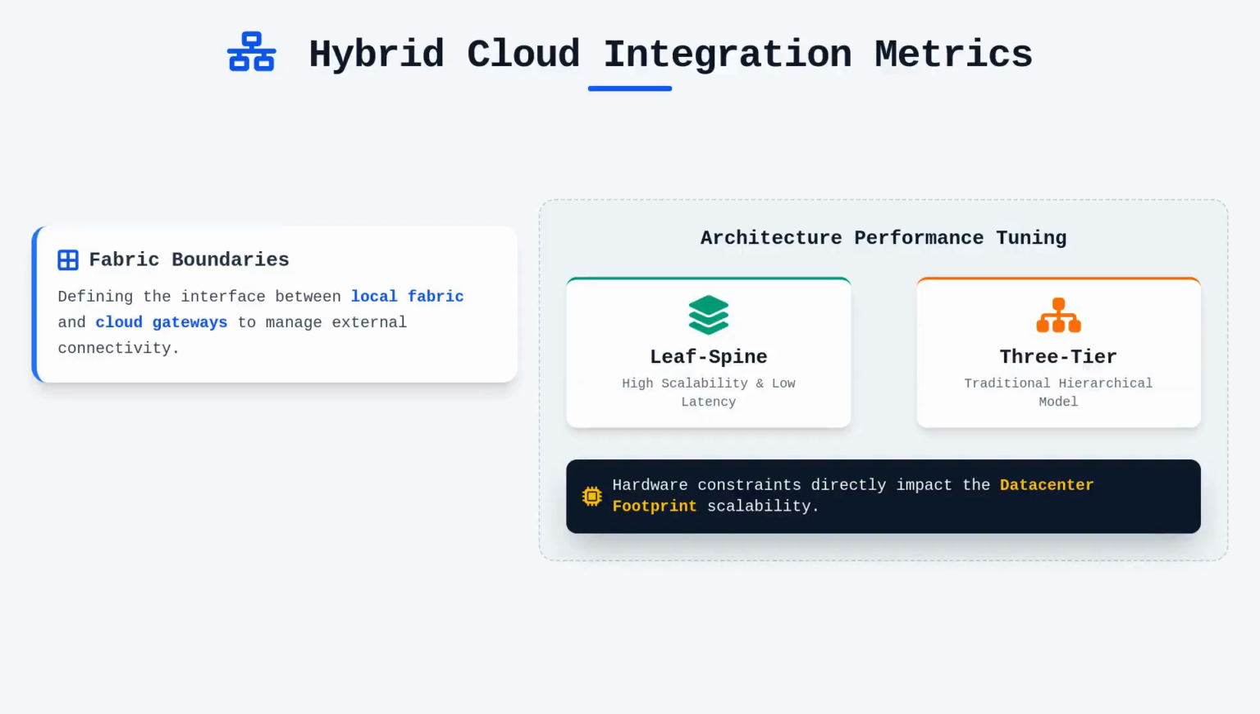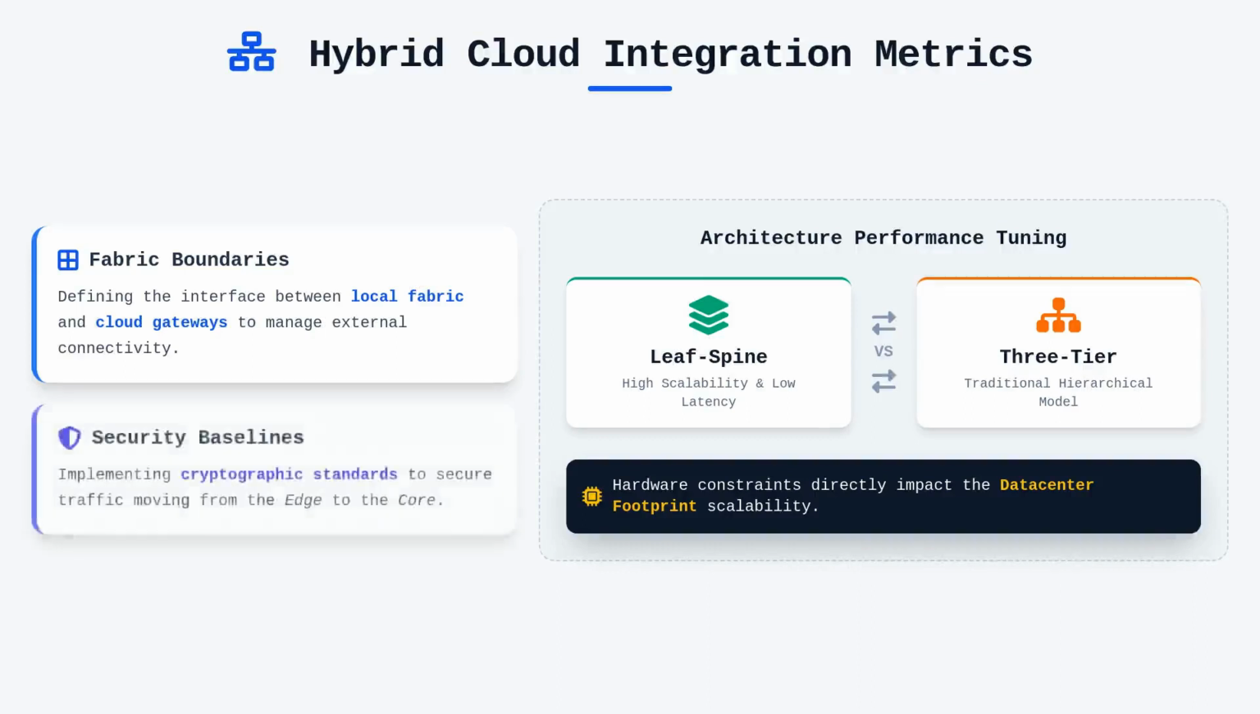For instance, determining whether to use a leaf-spine architecture compared to a traditional three-tier model often rests on the specific performance tuning requirements of the workloads involved. When configuring these environments, you should be mindful of cryptographic baselines that ensure traffic remains secure as it traverses between the edge and the core.